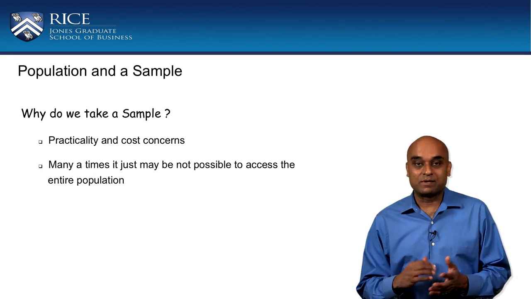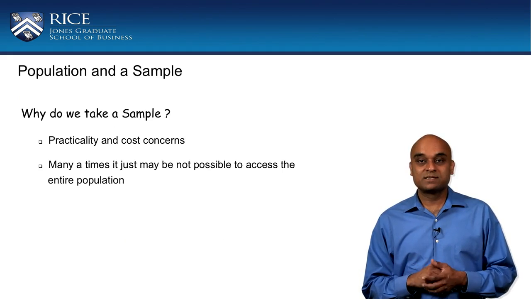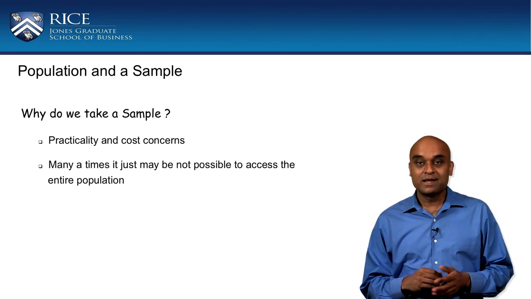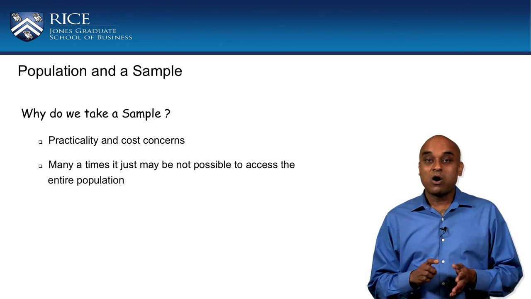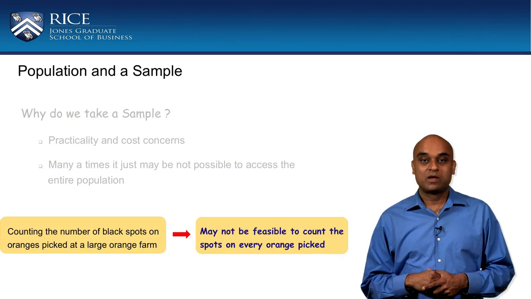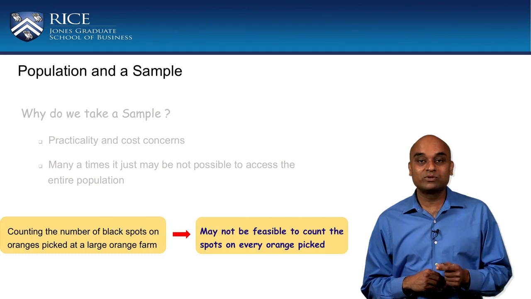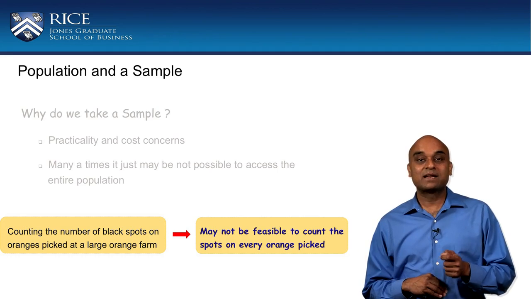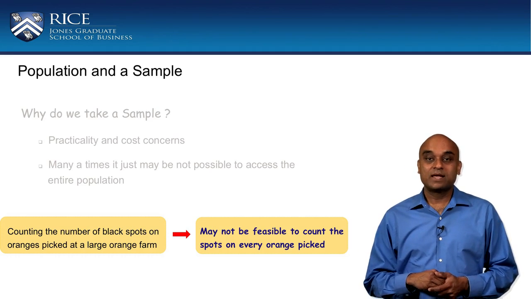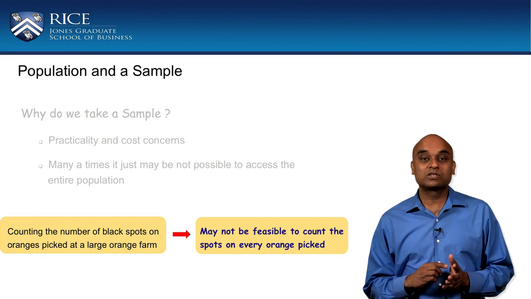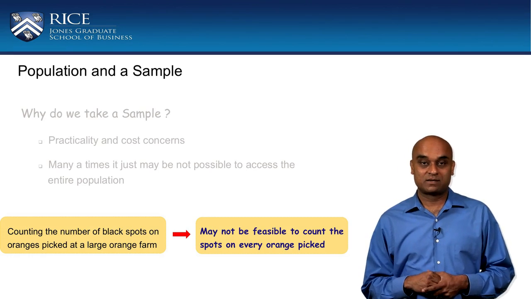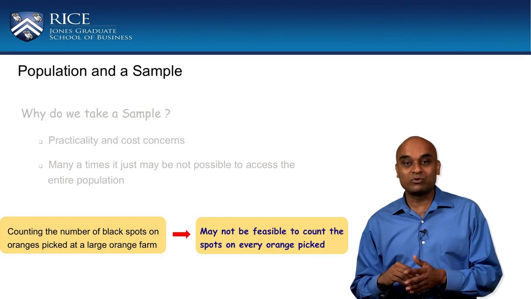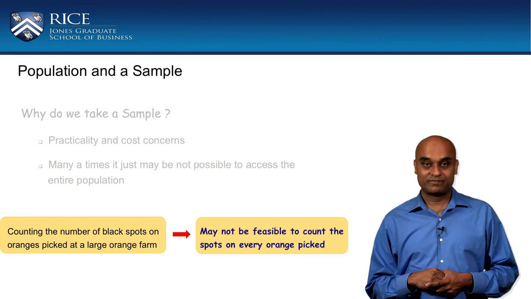So, why do we take a sample? The biggest reason is that accessing the entire population may not be practical, may not be cost effective, or may not even be possible. For example, if you wish to count the number of black spots on oranges picked at a large orange farm, then it may not be feasible to count the spots on every orange picked. Rather, you may want to use a sample of oranges and count the number of black spots in that sample.